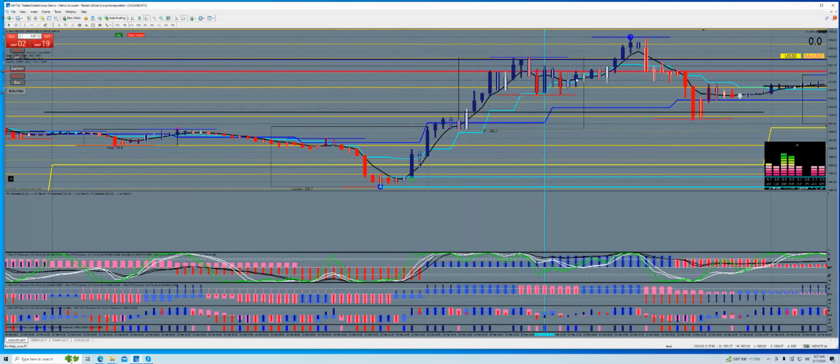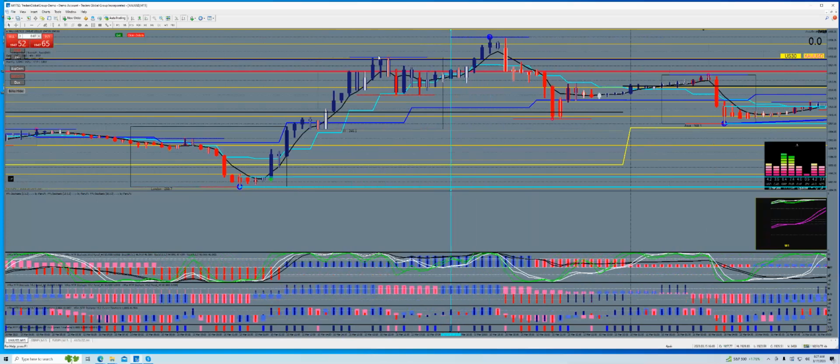And this is a pullback. It's a potential sideways action that came back. So you're just waiting for it to get out of this action.